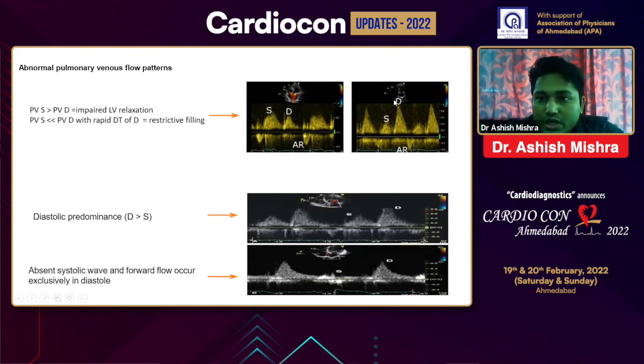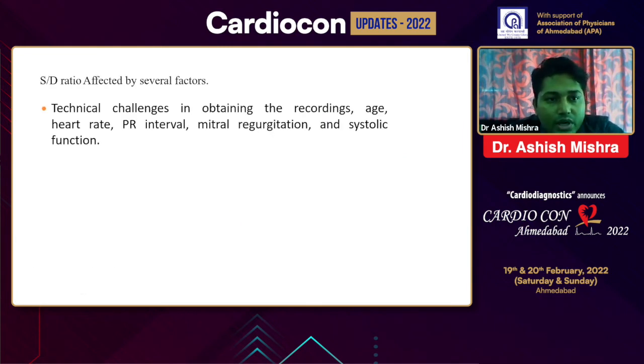Here the diastolic component is very prominent in the pulmonary vein flow velocities. Then here we can see the total blunting of the systolic component and prominence of the diastolic component. So these are the various patterns of pulmonary vein flow in progressive diastolic dysfunction. S by D ratio is affected by several parameters, including technical challenges in obtaining the recordings, age, extremes of heart rate, PR interval, mitral regurgitation, and systolic function, which affect accurate assessment of the S by D ratio.